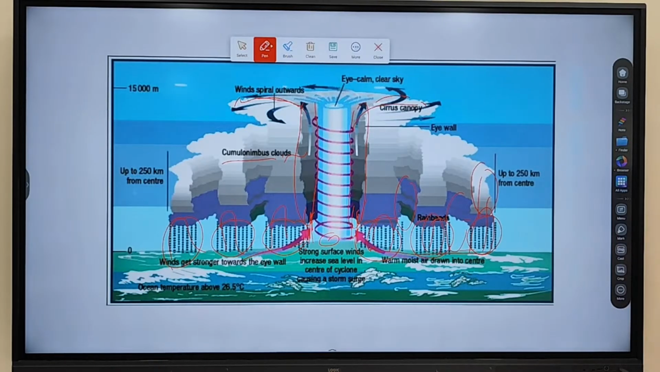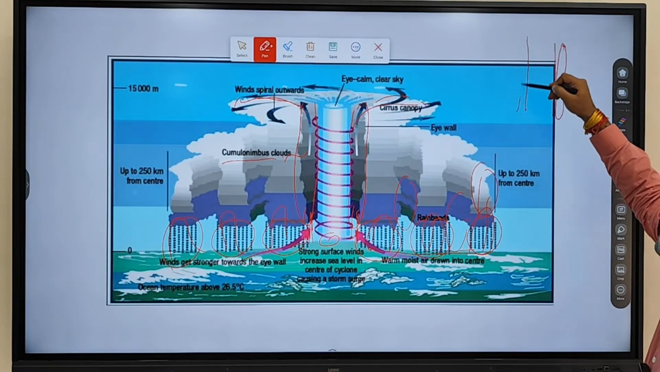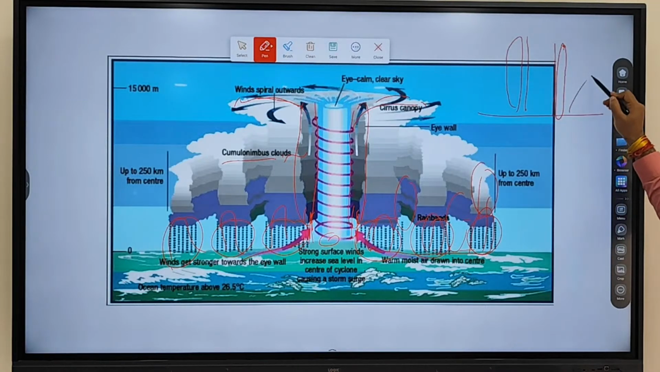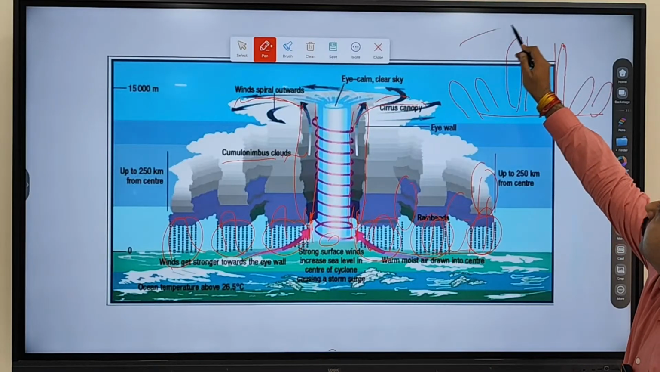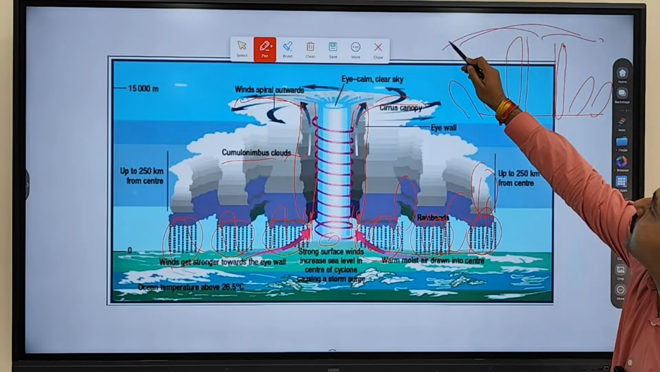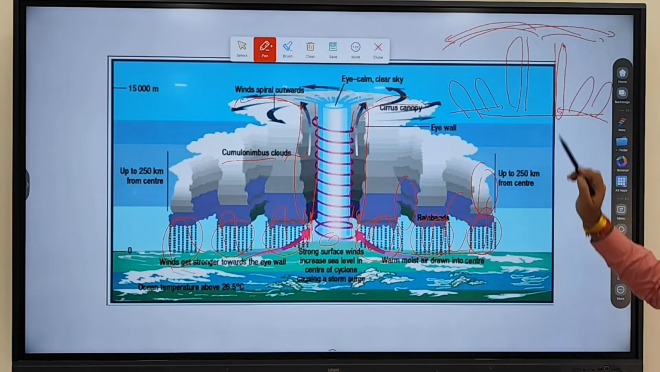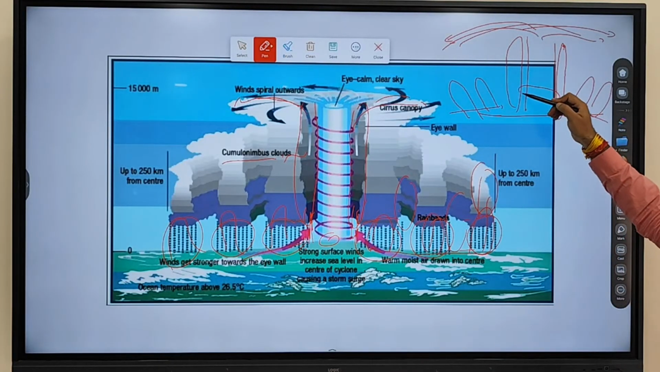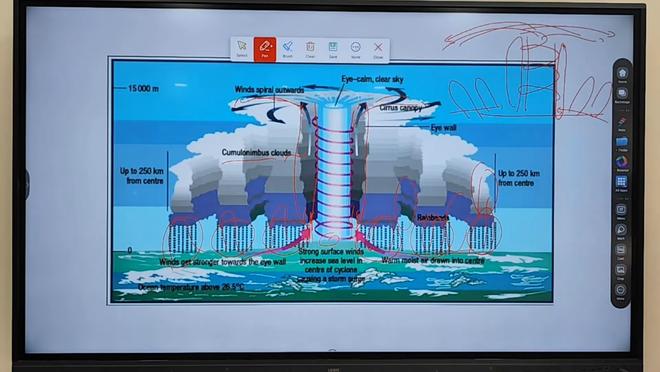Clear? So in the examination, if a cyclone question comes, just make a rough diagram showing this as the eye region. Show this as the eye wall region, and show this as the spiral band region. And here you show the winds are diverging. Here you show winds are converging. And here you show that winds are rising. This is how you have to make a diagram in the examination.